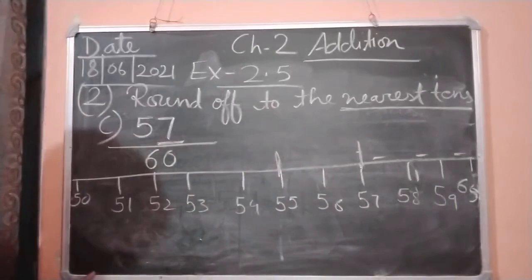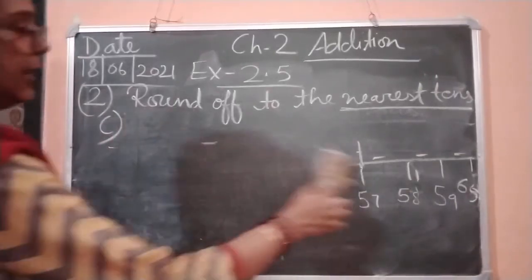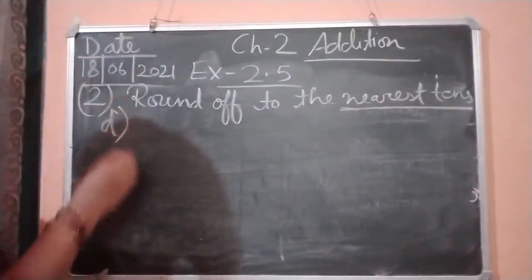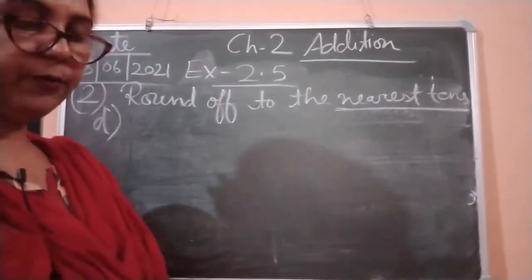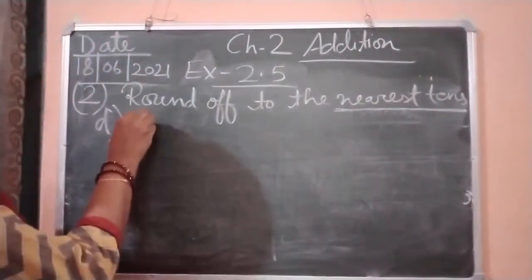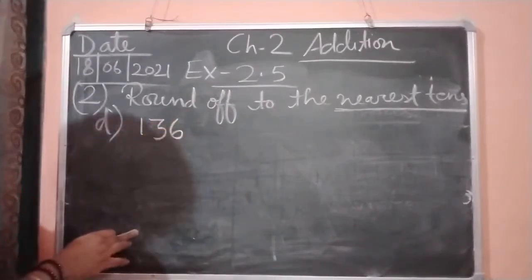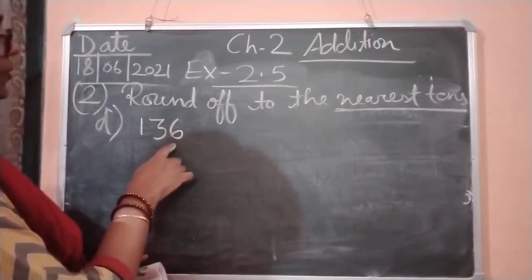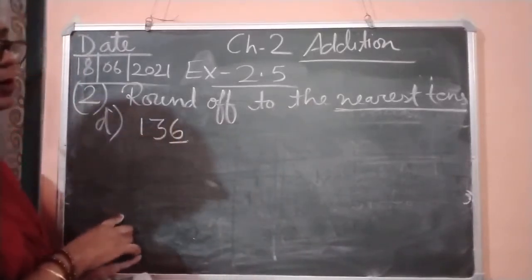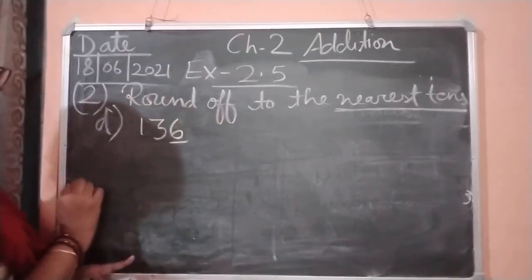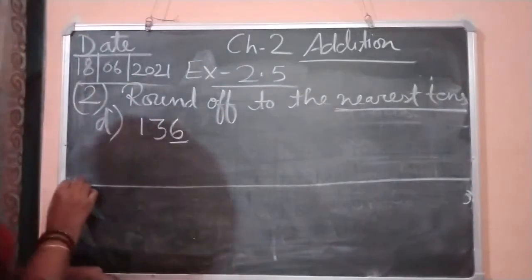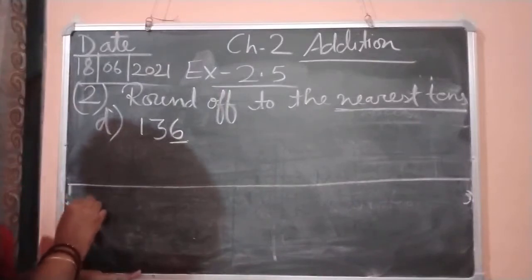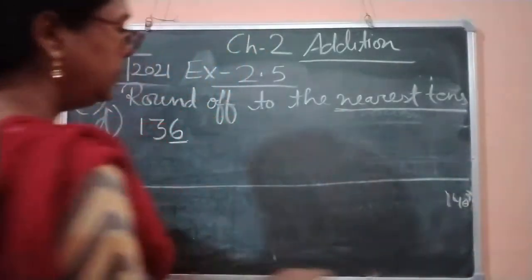Now we are moving to the next one, that is D number. At D number you can see 136. So first of all, because we have to find the nearest 10, we first see the ones place. So we just draw a line. These numbers are coming in between 130 to 140.